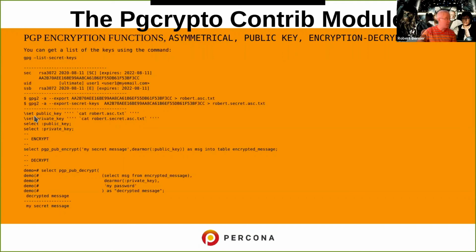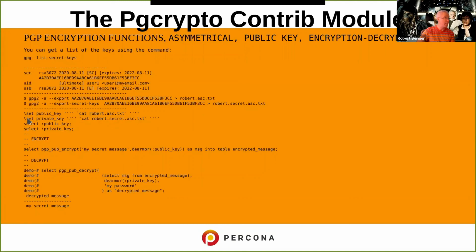We're in a PSQL session. \set public_key. Now we're going to assign a variable. If you remember your PSQL, the meta command is to create a variable called public key. We're going to create a variable called private key. I'm separating this out for the purposes of clarity. Four single quotes on the left side, four single quotes on the right side, and in here is a backtick. This is bash. So I'm going to cat robber.ask.text, and that's going to go into public key. Private key, we're going to do the same thing, four single quotes, backtick, cat robber.secret.ask.text, and that's going to be put into the private key.